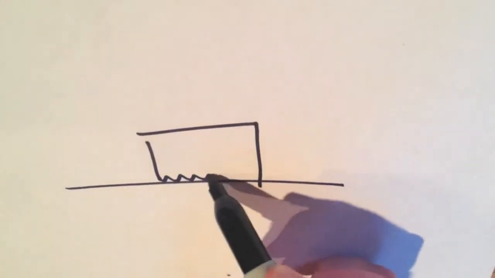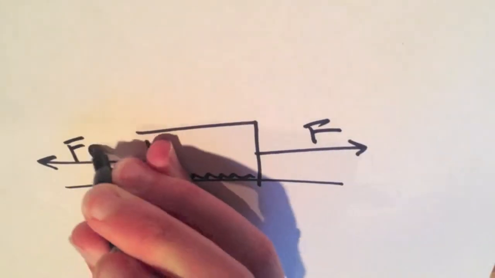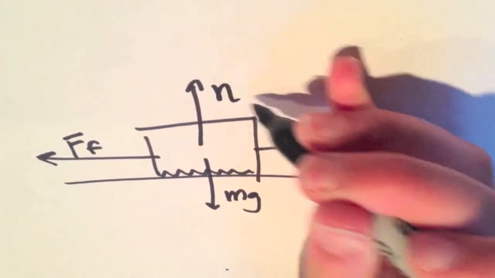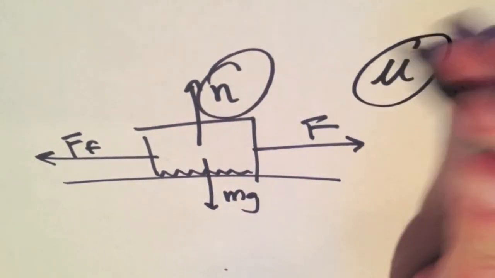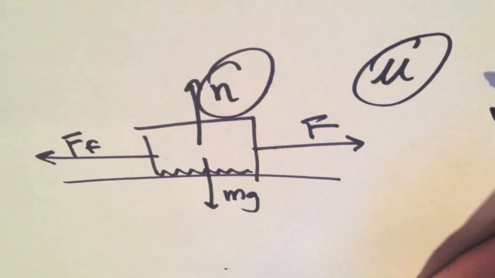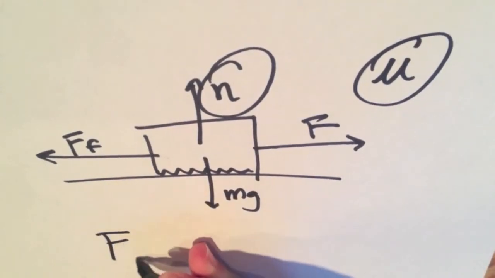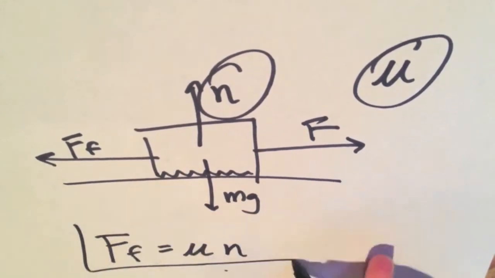Friction is the force caused by two surfaces sliding past each other. It's dependent on the normal force between the surfaces and the coefficient mu. The force of friction is always in the direction parallel to the surfaces in contact. Or, force of friction equals mu n.